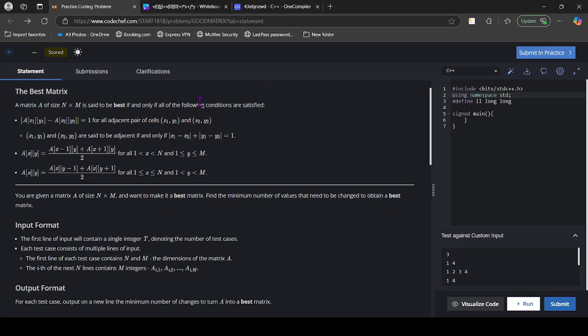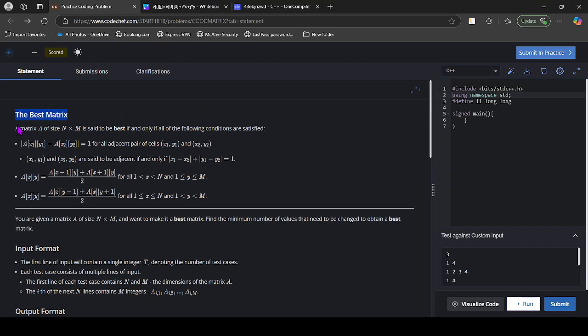Hello, let's discuss the best matrix question from today's Codechef contest. A matrix of size n into m is said to be best if and only if all the following conditions are satisfied. The absolute value of a[x1][y1] minus a[x2][y2] is equal to 1 for all adjacent pairs of cells (x1, y1) and (x2, y2), and they are said to be adjacent if they share at least one edge.